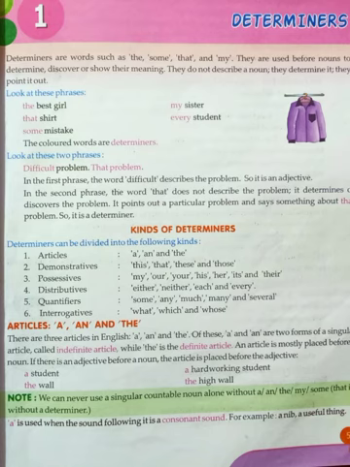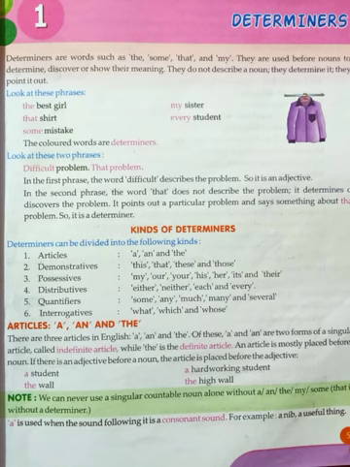Now, let me give you an example. If I tell you sister, it's a noun, a naming word. Now, if I tell you my sister, see, the word my is pointing towards the word sister, and it is saying my sister, correct?